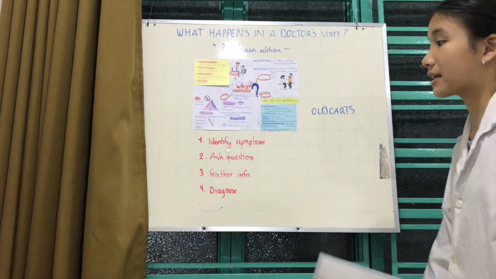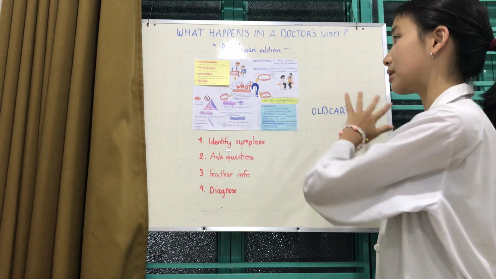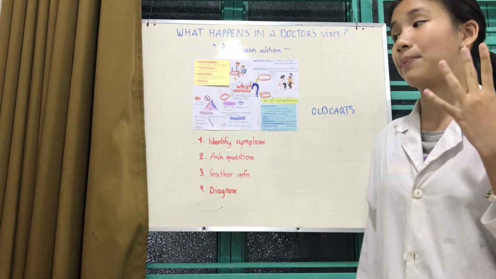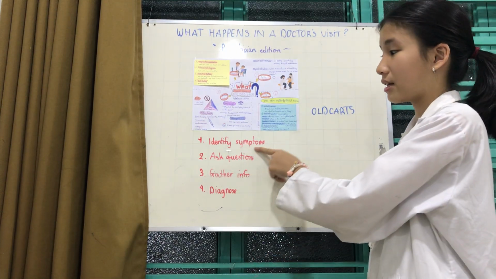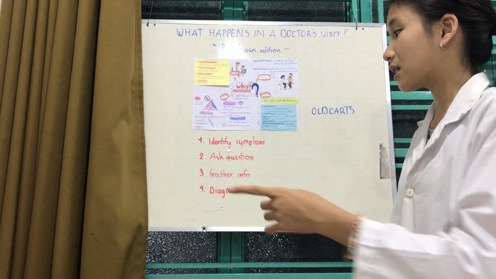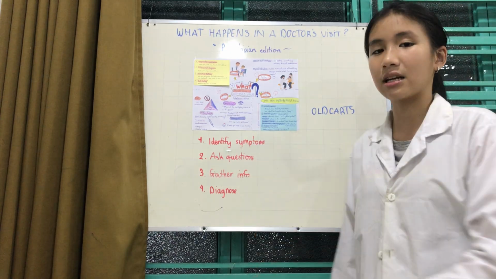So those are the things that I have to say for my main video this week on what happens in a doctor's visit. In conclusion, there are four main things that happen in a doctor's visit, from the doctor's perspective, of course. Firstly, I will need to identify symptoms, ask questions, gather info, and diagnose the patient.